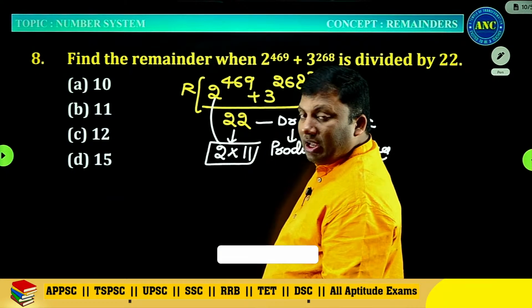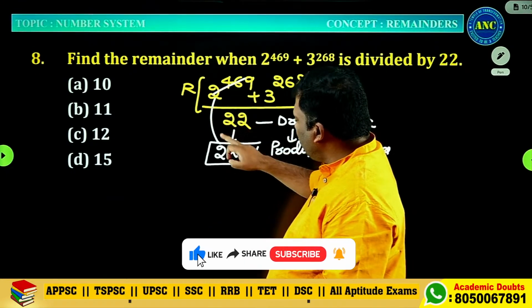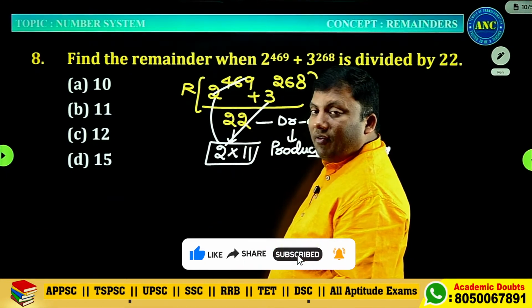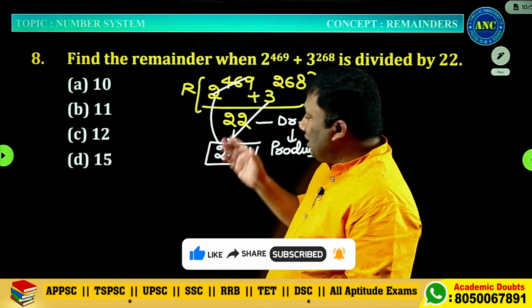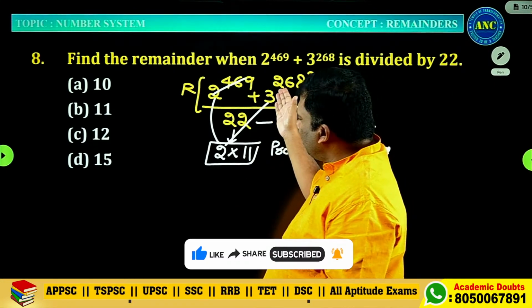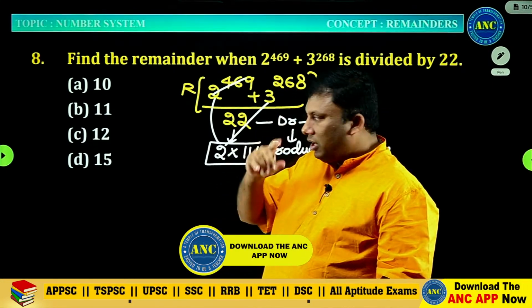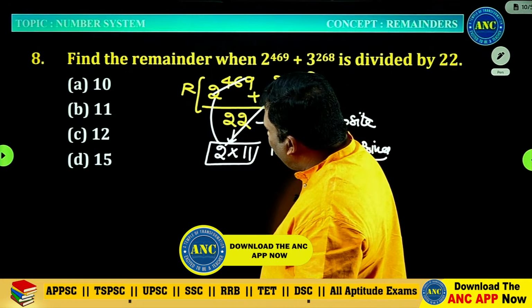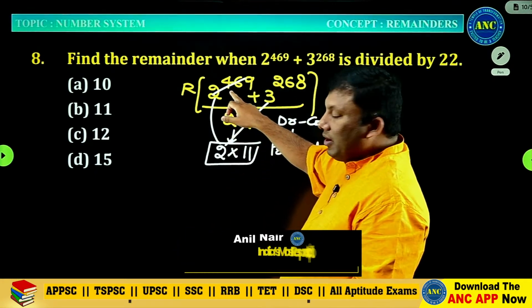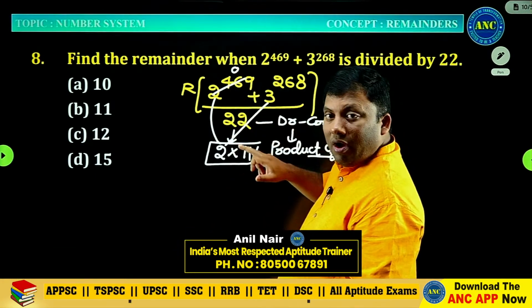2 power anything is perfectly divided by 2. 3 divided by 2: 3 is an odd number. An odd number divided by 2 gives remainder 1. The answer should not be perfectly divisible, that is, not 0. Are you all with me?